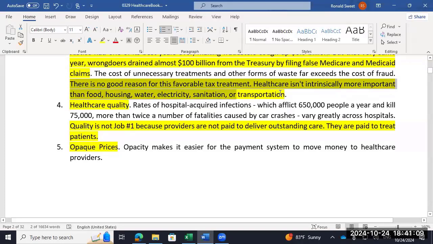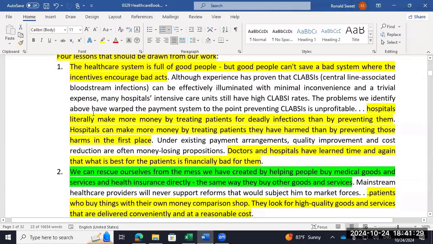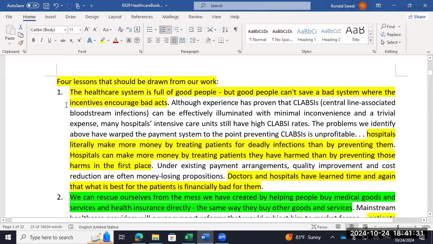Why all this tax favorability to healthcare? Why isn't housing or other, well, housing has its own, but why don't we do favorable tax treatment for other things? Healthcare quality is not job one, because providers are not paid to deliver great care. They are paid to treat patients. Opaque prices. So what is their solution?